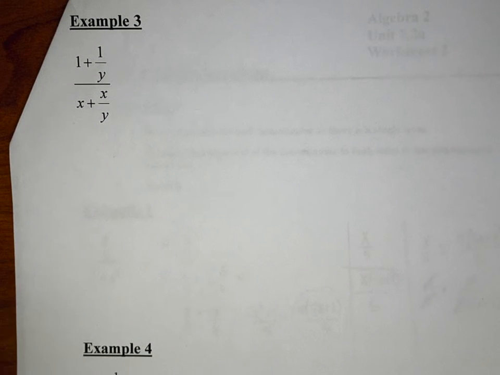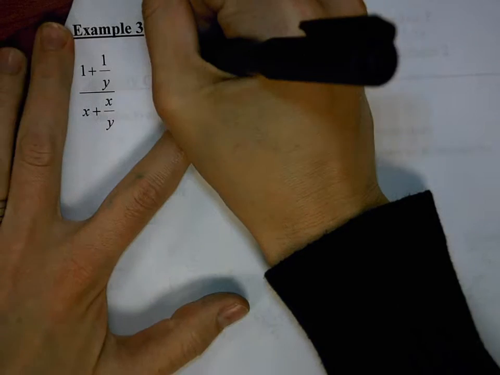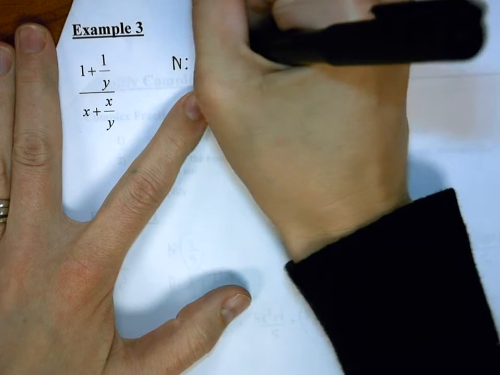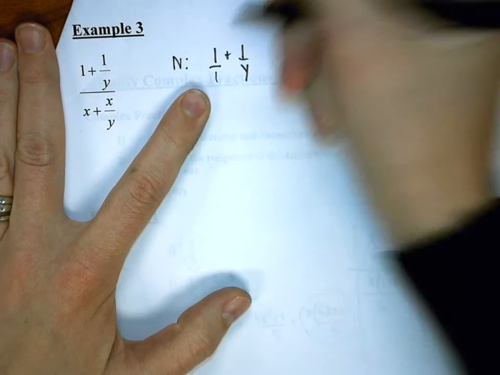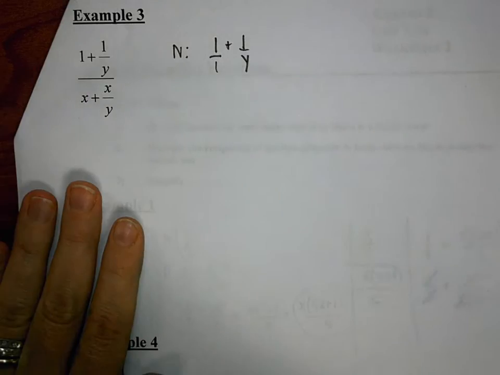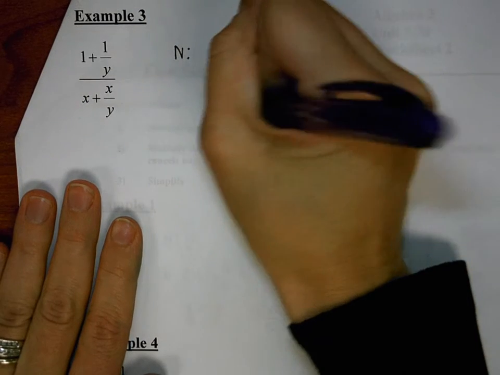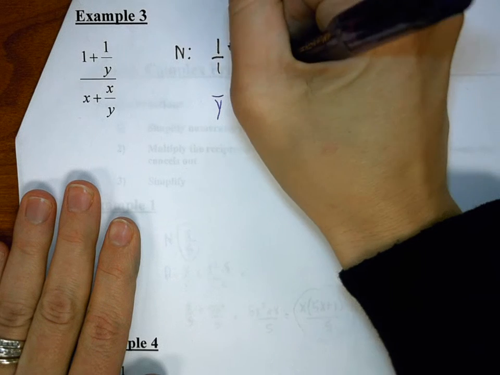So same thing on this, just like we did on the other problems. I'm going to take my numerator. My numerator, I have it as 1 plus 1 over y. I'll change this 1 to have a denominator of 1. In order to get common denominators, my common denominator will need to be y on this. Since this one already is y, I just keep that 1 on top.